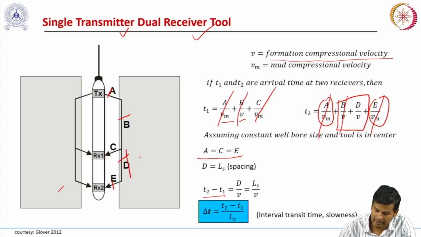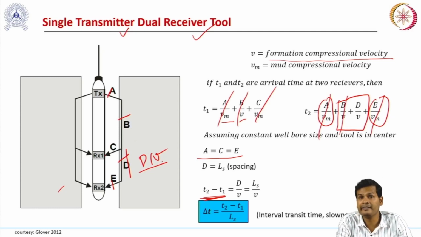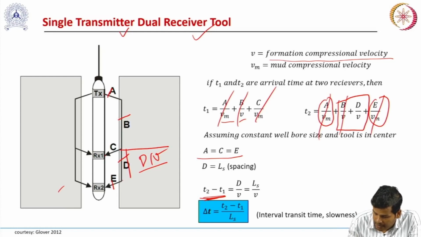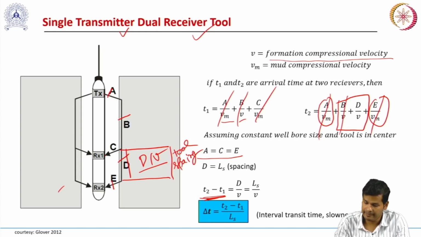So T2 minus T1 is D by V. So what is T2 minus T1? It is the travel time taken by the compressional sound wave to go from here to here. So what is the tool recording? It is recording the travel time inside the formation, and this travel time is equal to the time taken by the compressional wave to travel a distance inside the formation equal to the tool spacing. So T2 minus T1 I can also write as Ls by V, where Ls is the tool spacing.